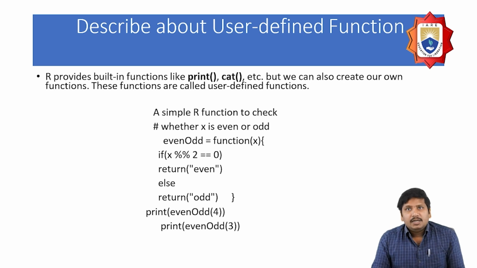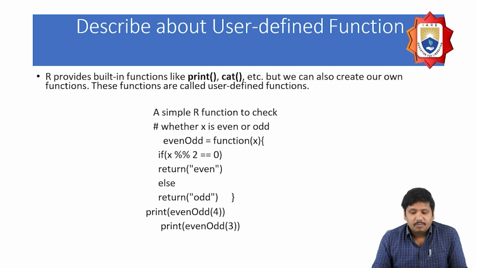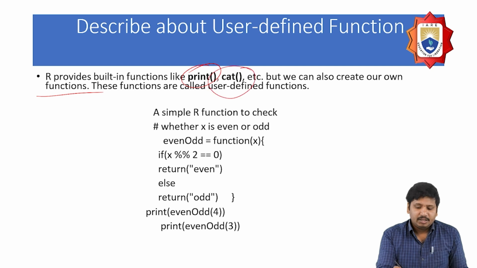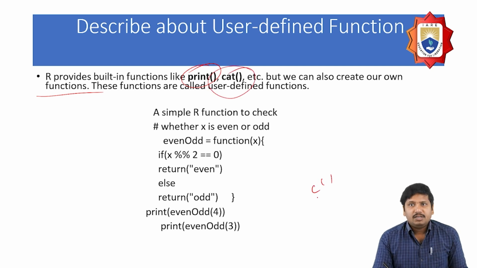And the next one describes the user-defined function. R provides some built-in functions like print and cat, etc., but we can also create our own function. R has different types of built-in functions, print, concatenation, and so on. So if a user wants to create his own function, that is also possible. Here is a simple R function to check whether a number is even or odd.